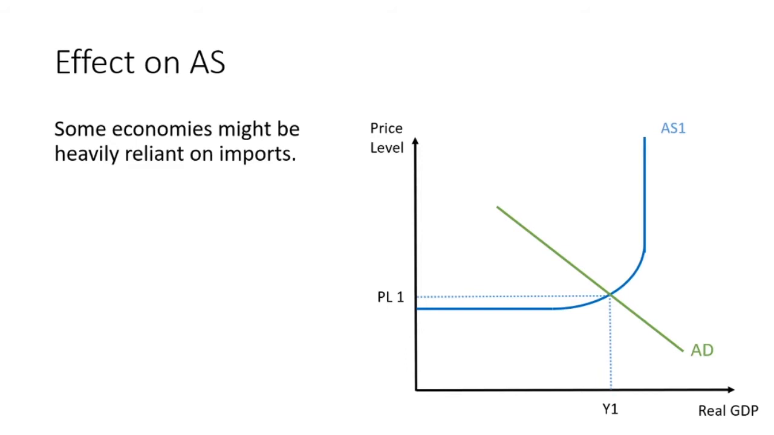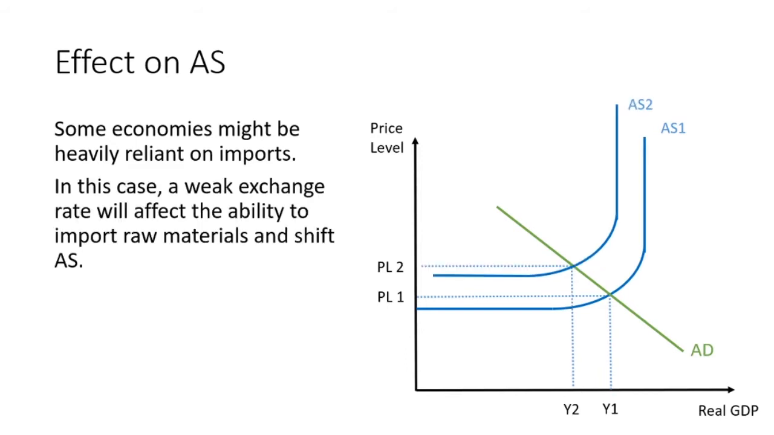Some economies might be heavily reliant on imports, and some industries will be heavily reliant on imports. If you have a depreciation in your currency, this will affect the ability to import raw materials, and so therefore will shift the AS curve. I would illustrate this by saying that AS is going to shift to the left because there's less you can make overall. And also it's going to shift up because it's a nominal increase as well. So it's a bit of a real increase because you can't make as much, but really at the end of the day, it's also going to raise your input prices.